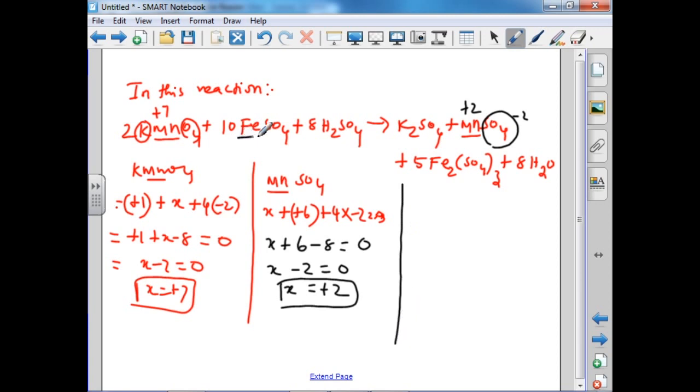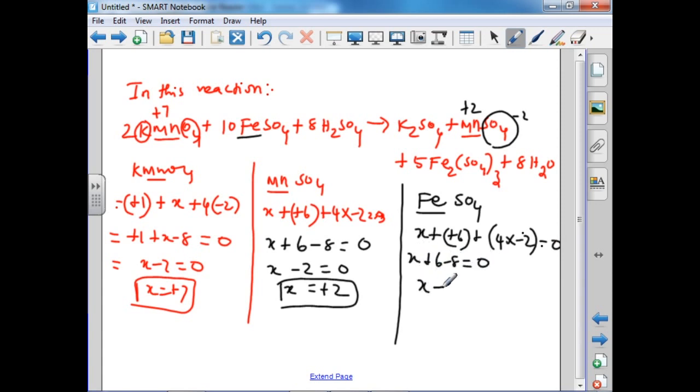Next, on the reactant side, calculate the oxidation number of iron in FeSO4. X plus 6 plus 4 into minus 2 equals 0, as it is a neutral molecule. X plus 6 minus 8 equals 0. X minus 2 equals 0. X equals +2. So the oxidation number of iron is +2.